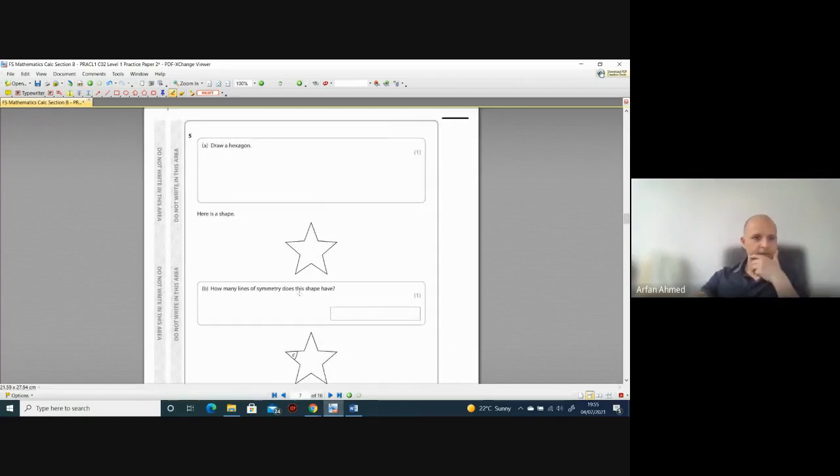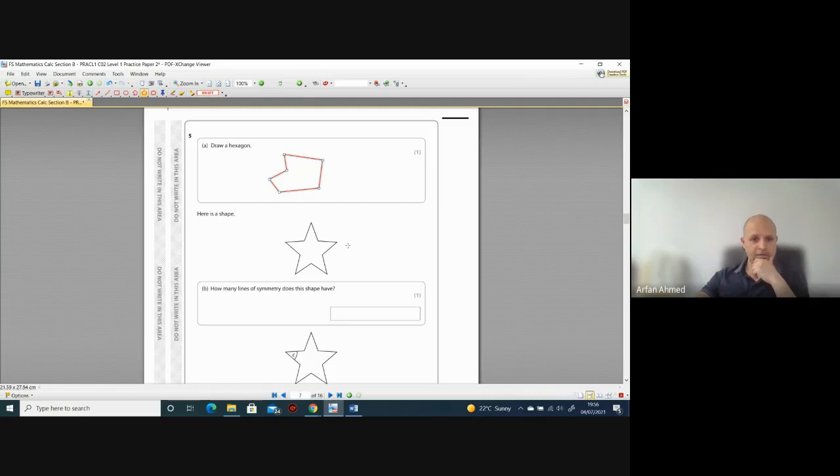Question 5, draw a hexagon. Well, it doesn't say regular hexagon, so you don't have to be completely accurate. You can draw any hexagon, and a hexagon has to have 6 sides. So you could draw, definitely use pencil and ruler though. So 1, 2, 3, 4, 5, 6. There you go. Let me check. 1, 2, 3, 4, 5, 6. Yeah, there's a 6-sided shape.